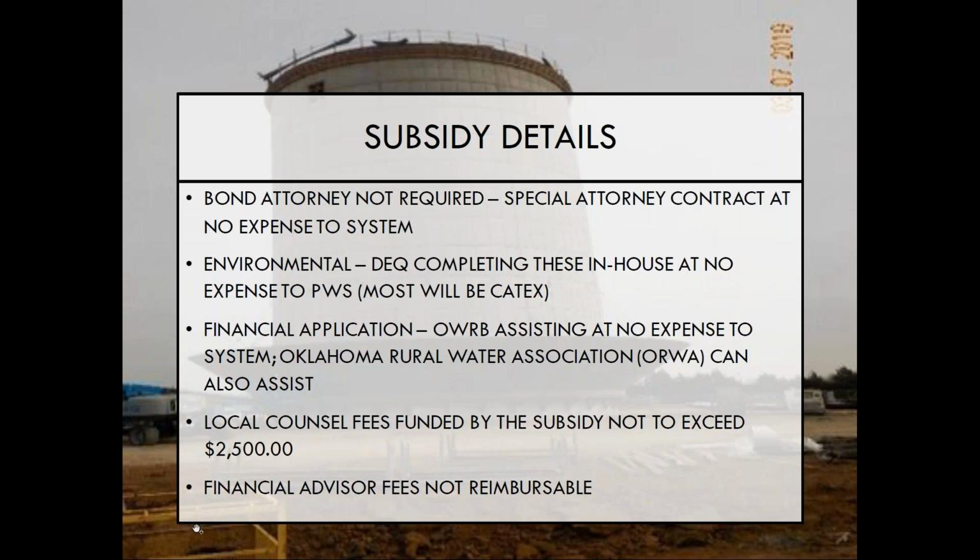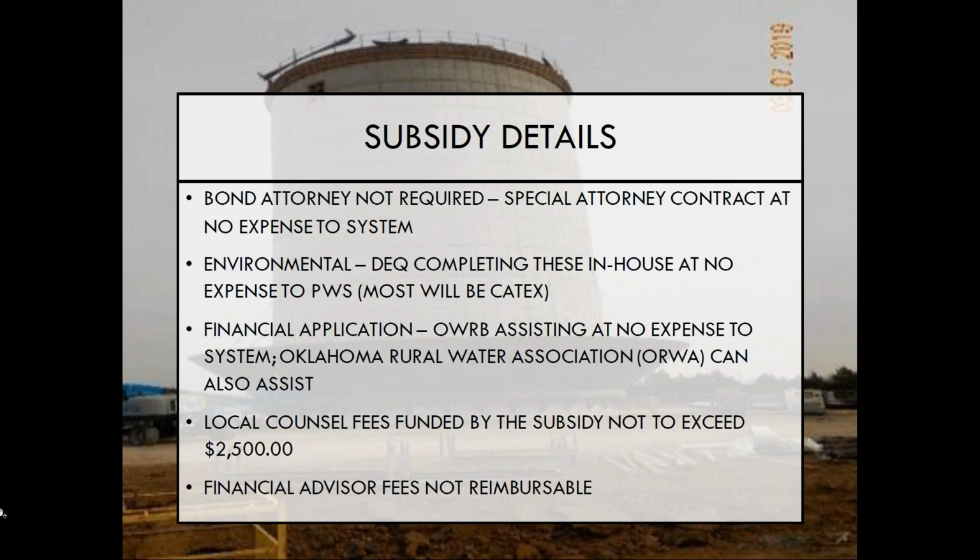Some additional subsidy details. We don't require the public water supplies to get a bond attorney. This is through a special contract with the Oklahoma Water Resources Board, so it's no expense to the system, and they can maximize their subsidy funds for their projects. DEQ is doing the environmentals. We suspect most of them, if not all of them, will be CADXs. So far, they all have been. So that's another expense that the water systems do not have to worry about.